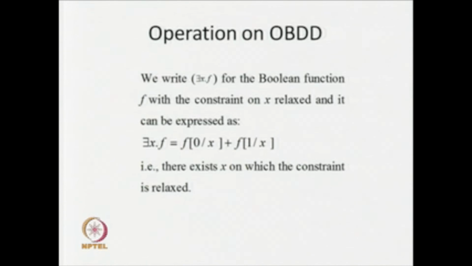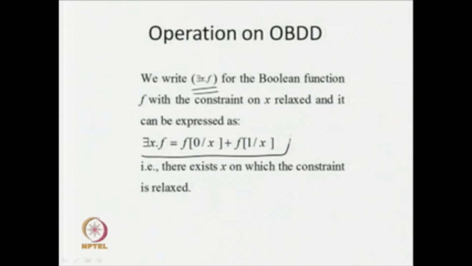Now, generally we write these things with the symbol exists f, where we say that we are relaxing this particular function on this particular variable x. That means, we say that there exists a variable x where the constraint is relaxed. Now, this is expressed with this expansion. There exists x f says that we are going to relax the constraint on x for this particular function f. This is f with x replaced by 0 or f with x replaced by 1. That means, whatever may be the value of x, we are going to look for the functional value of this given function.